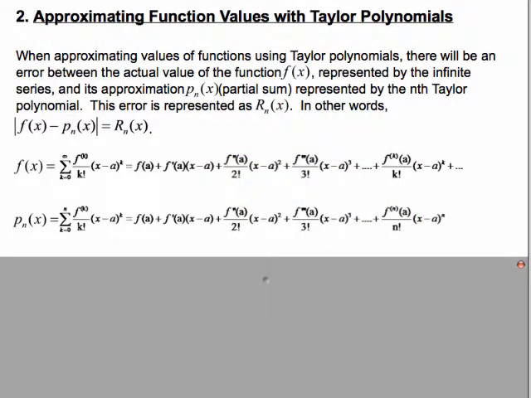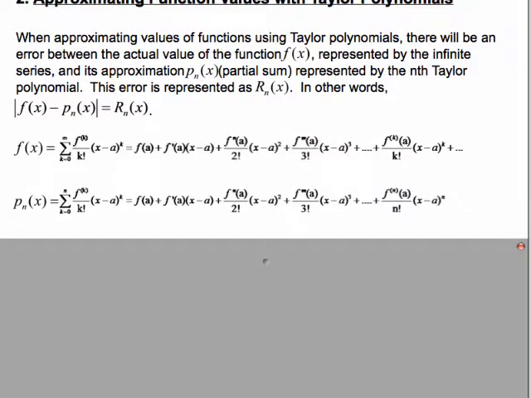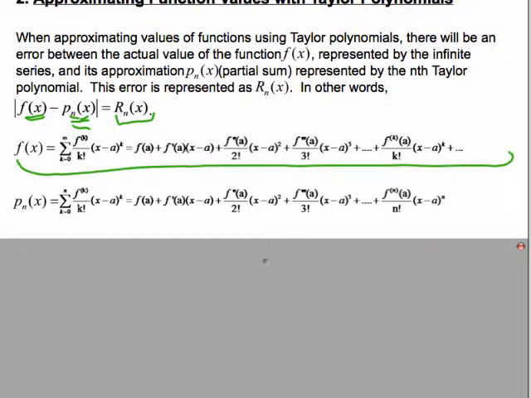So now I want to talk about approximating values with Taylor polynomials. And again, the idea is the same here in that there will be a difference between the actual value of a function, the series, which goes on endlessly, and our approximation, which is finite. The positive difference between those two we call our remainder or our error. The Taylor series goes on endlessly. The Taylor polynomial has a finite end. The extra is our error.